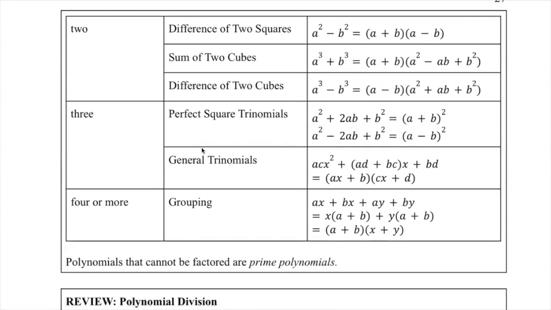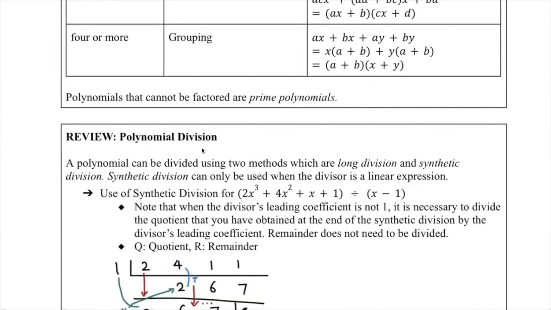If polynomials cannot be factored, we call those prime polynomials. It's essential that you acknowledge these vocabulary words because communication and vocabulary words are essentially important when dealing with mathematics.